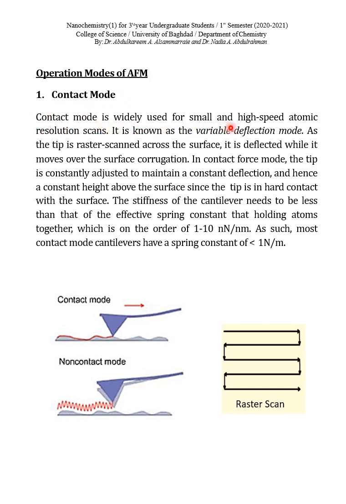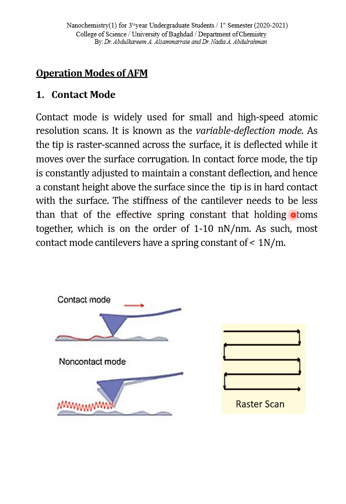Contact mode is widely used for small and high speed atomic resolution scans. It is known as the variable deflection mode. As the tip is raised or scanned across the surface, it is deflected while it moves over the surface corrugation. In contact force mode, the tip is constantly adjusted to maintain a constant deflection and hence a constant height above the surface since the tip is in contact with the surface.